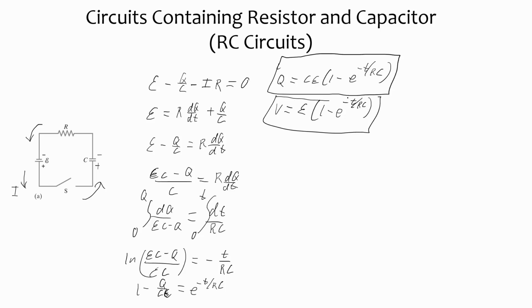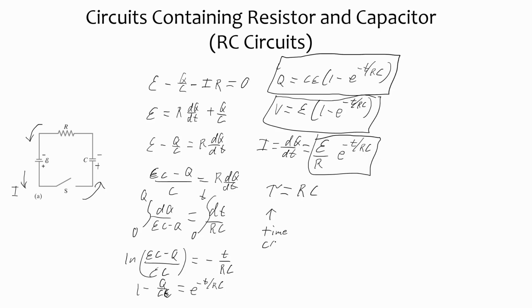And the last equation we want is the current of the circuit as a function of time, and the current is dq dt. So we take the derivative of this guy up here, and we'll end up with E over R times e to the negative T over RC. Okay, and you'll notice we've got this RC term coming up a lot. A lot of times we'll rewrite these equations with a tau in place of the RC, and this thing is called the time constant. And I'll talk a little bit more about that later.